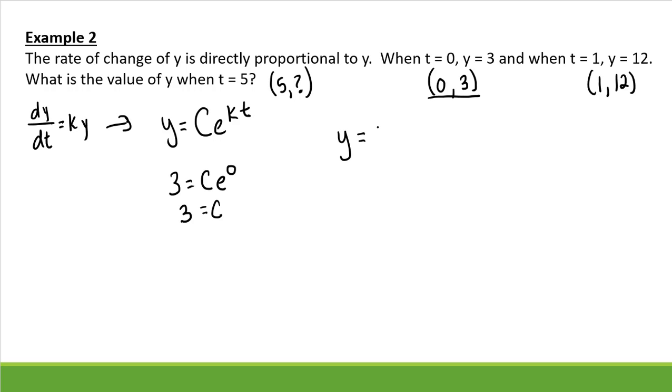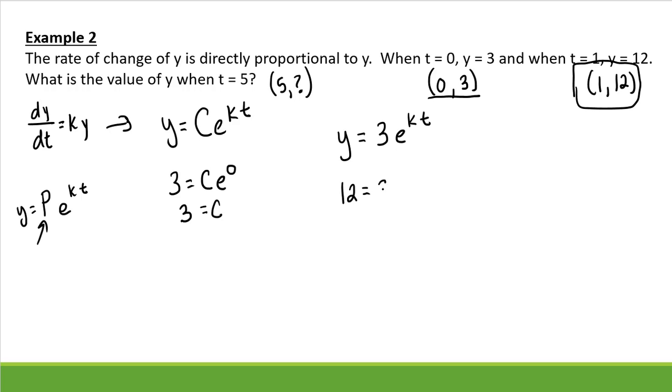Now, remember, if you think of compound interest, there's a compound interest formula: the principal you put in, times e to the kt. That c is the initial amount, assuming that you're not adding or subtracting anything. So if you see that right away, you can jump to this equation here. Now you have to do a little bit of work and use this second point they give us. So I put in 12 equals 3 e to the k times 1.